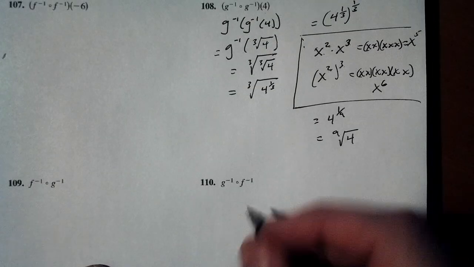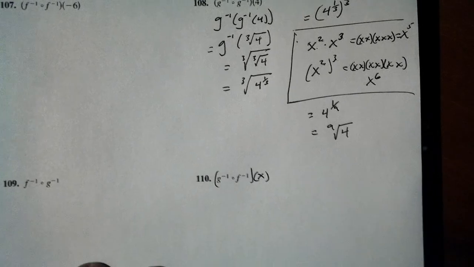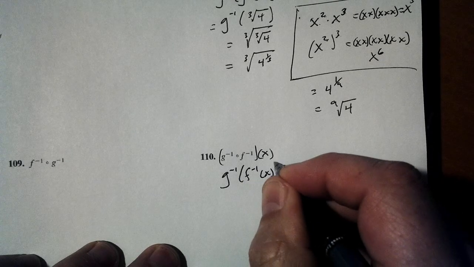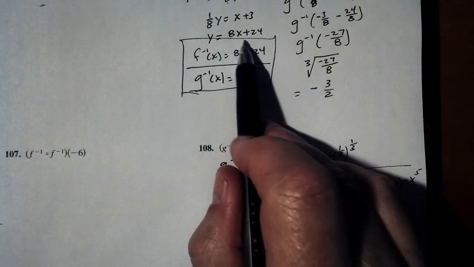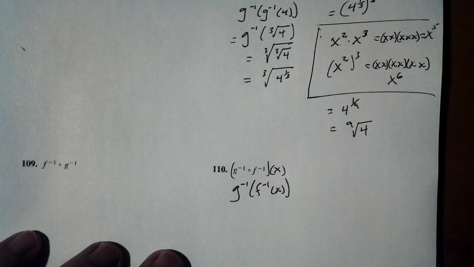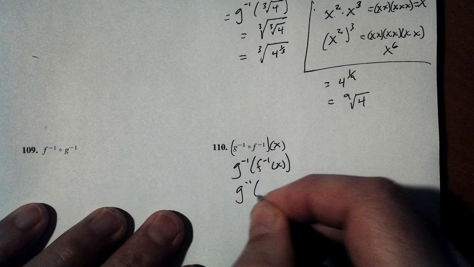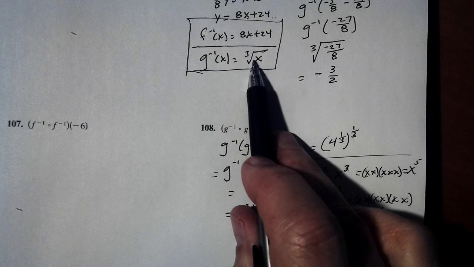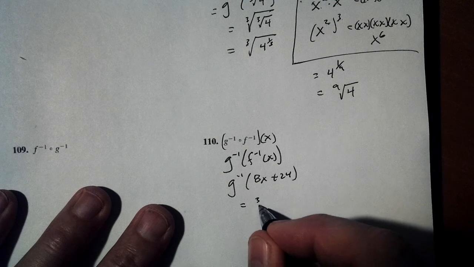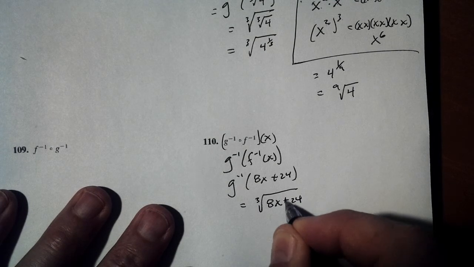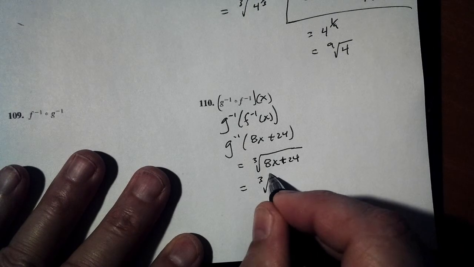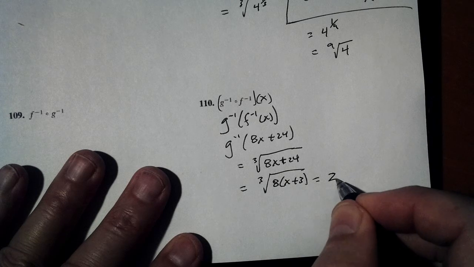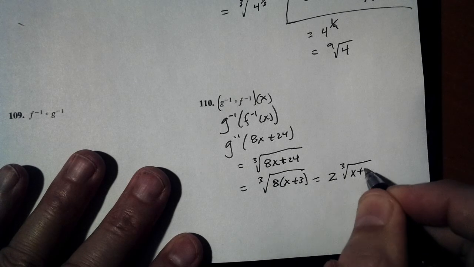And then when they don't have a number with this, it's like that. So that is g inverse of f inverse of x. And f inverse of x is 8x plus 24. So that's g inverse of 8x plus 24. And g inverse takes the third root of things. So this is the third root of 8x plus 24. But that is the third root of 8 times x plus 3. And the third root of 8 is 2. 2 third root x plus 3.